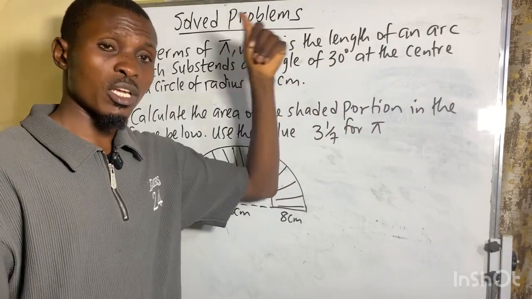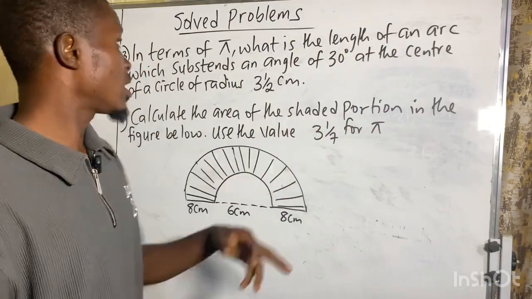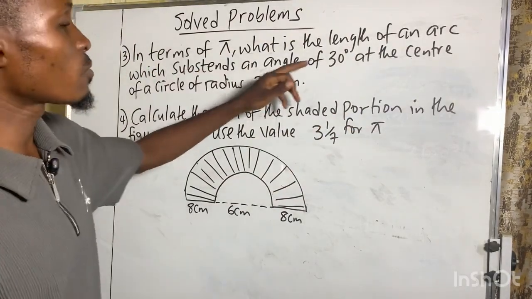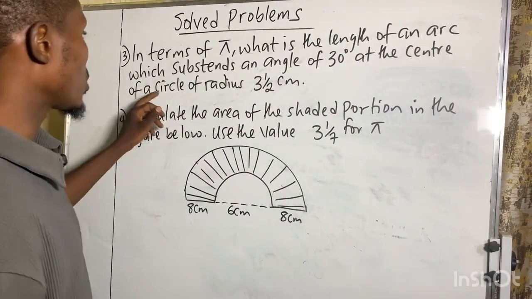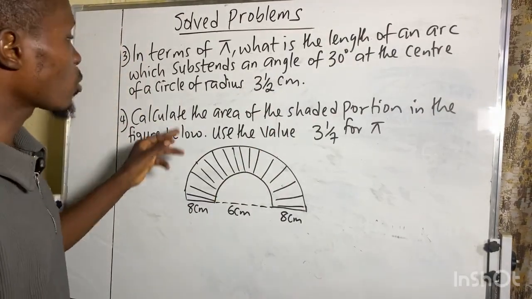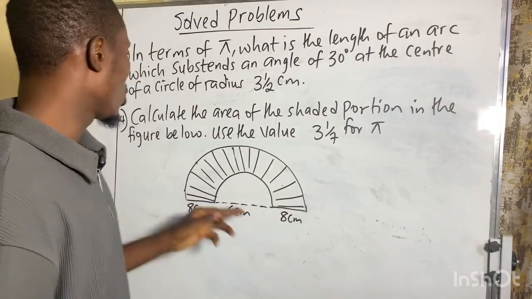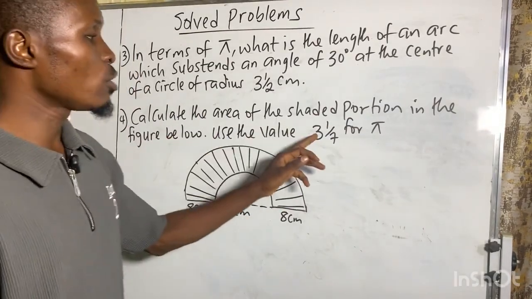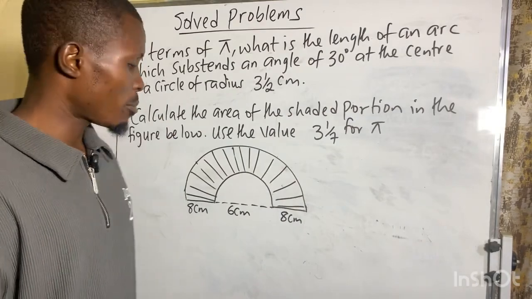Cannot recall, please refer back to our previous lesson. You get that, which subtends an angle of 30 degrees at the center of a circle of radius 3.5 centimeter. 4. Calculate the area of the shaded portion in the figure below. Use the value 3 1/7 for pi.